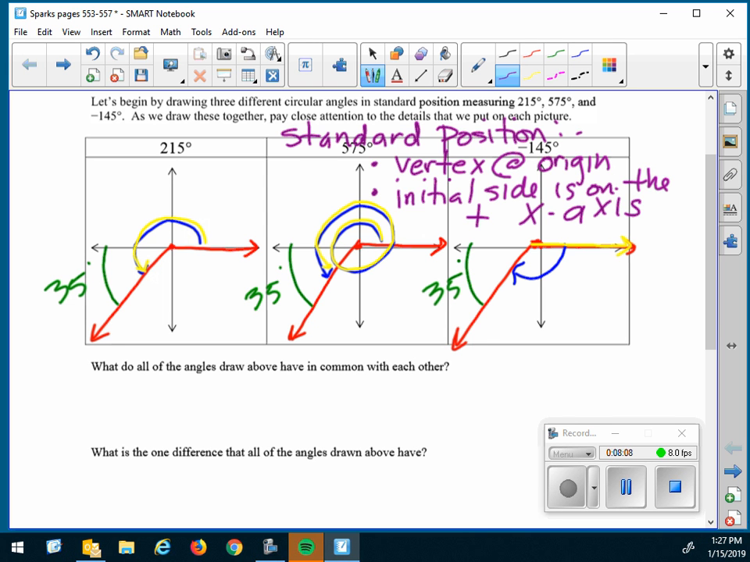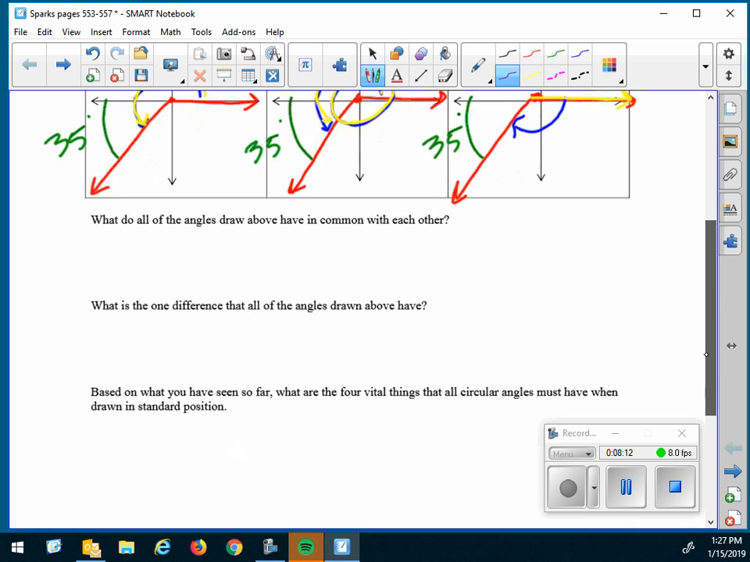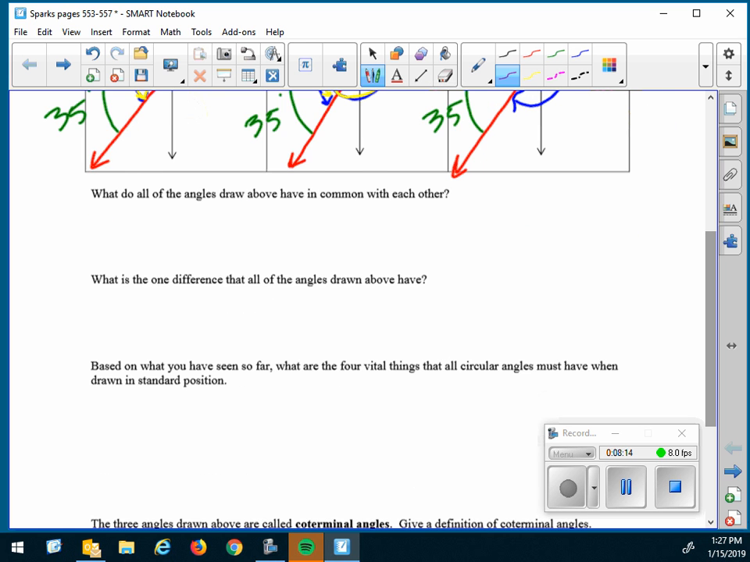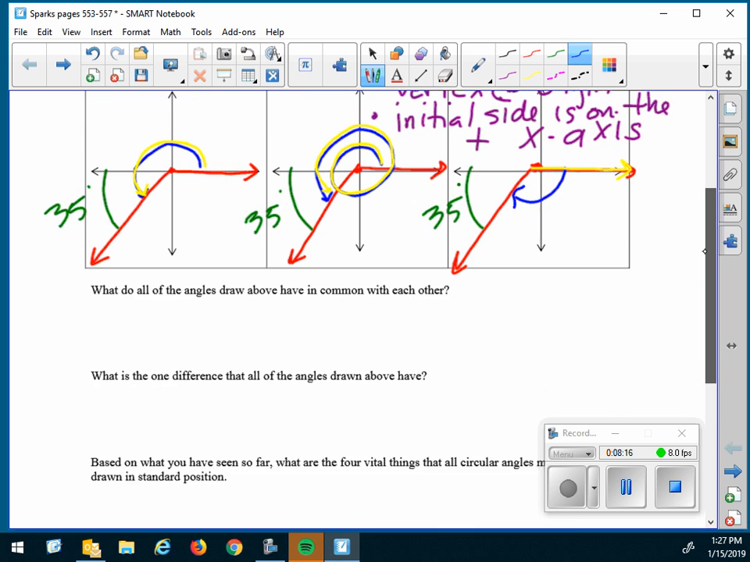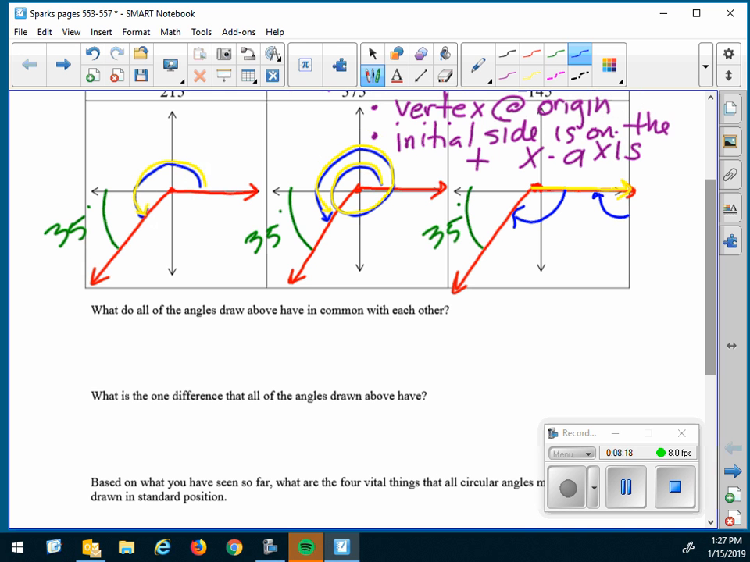Okay, so far? All right. So this right here, that's called the initial side. This right here, after you do your rotation, where does the other side of the angle end up? That side is called the terminal side.